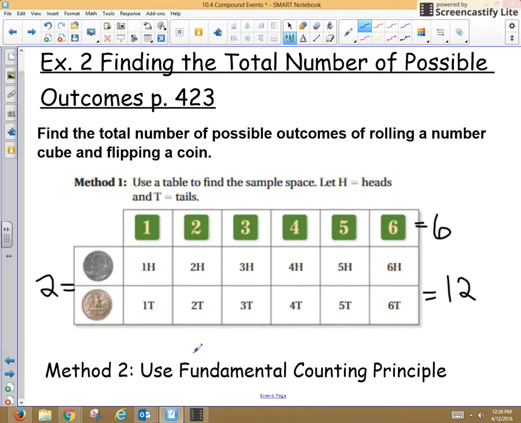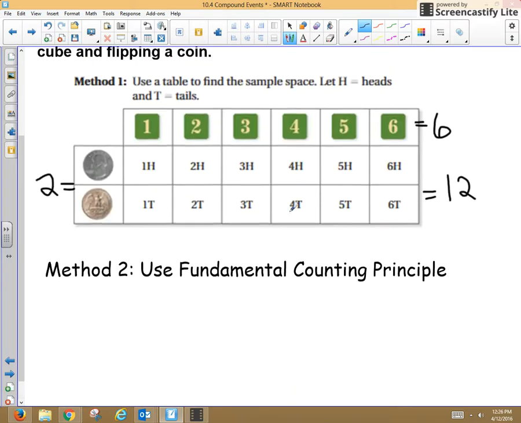So now we can look at the fundamental counting principle. This is our next method. Instead of listing all the possibilities in a chart, you can actually just look at the number of outcomes for the first event times the number of outcomes for the second event, and it will equal the total outcomes of 12.